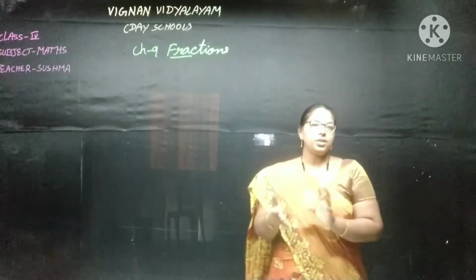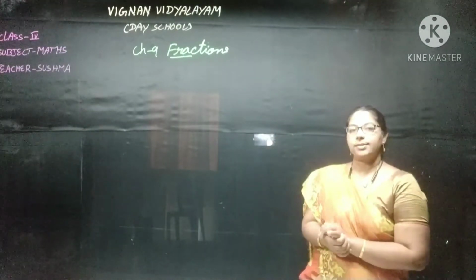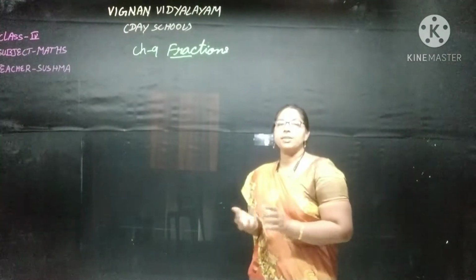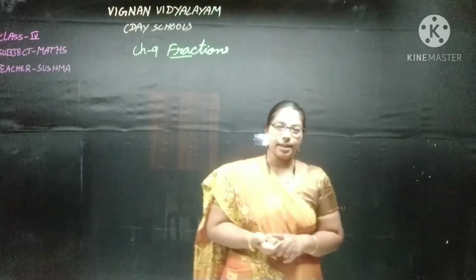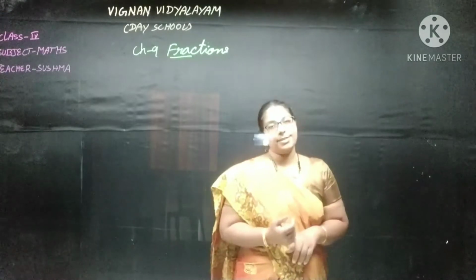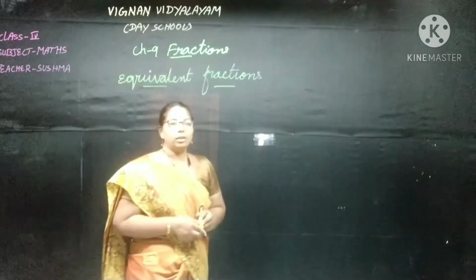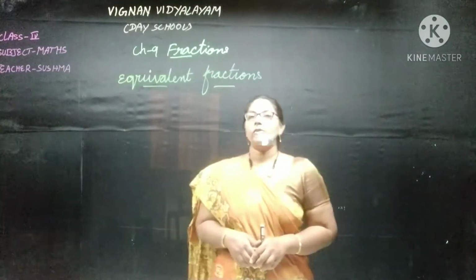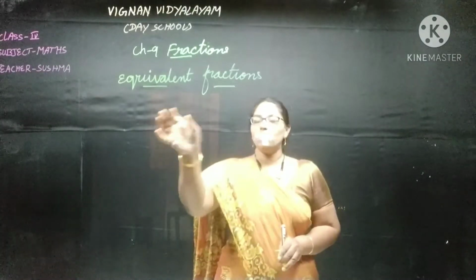And in the last session we also learned about the types of fractions. What are the types of fractions? Unit fractions, like fractions, unlike fractions, proper fractions, improper fractions and mixed fractions. These are the types of fractions. Now in this session we are going to learn one more thing, children: equivalent fractions.